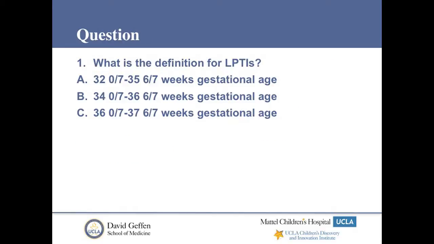Now, a couple of questions just to get everyone warmed up and make sure we're all on the same page. How do you define the late preterm infant? You have A, B, or C as your choice. If we don't have clickers, you can just yell out the answer that you know is the right one. The correct answer is B, 34 and 0/7 to 36 and 6/7 weeks gestational age.